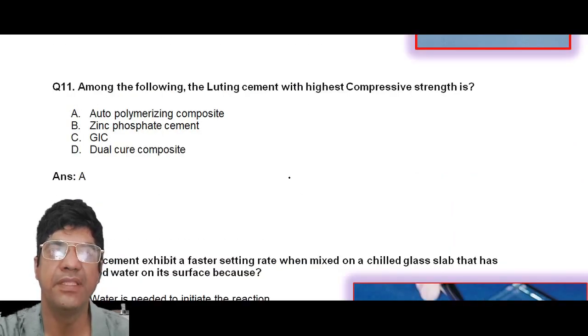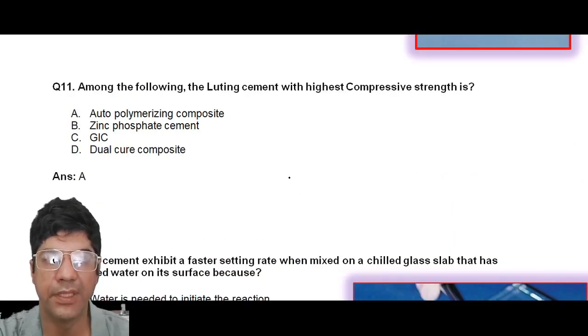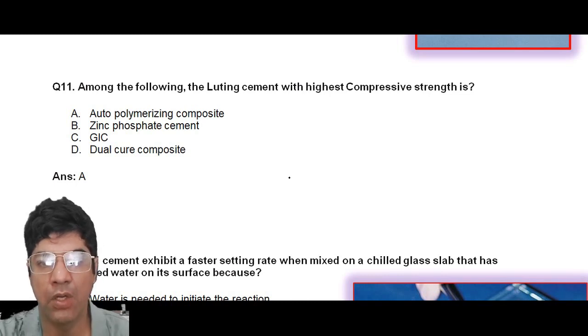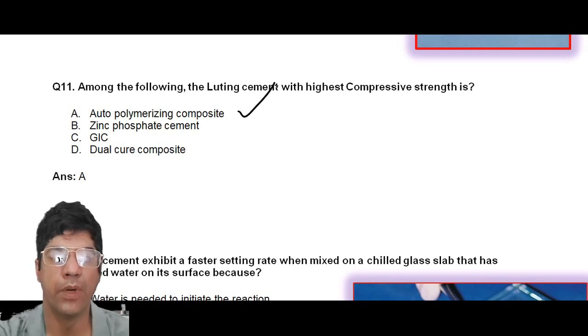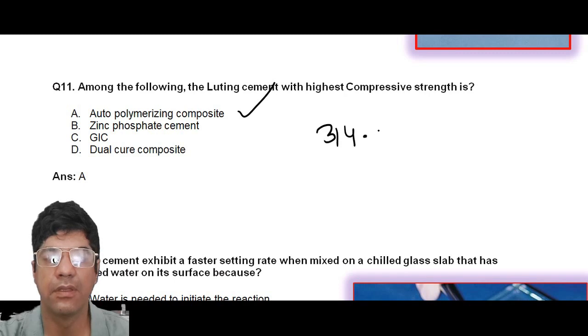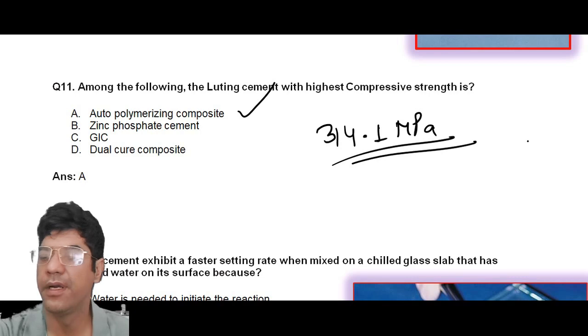Among the following cements, which has the highest compressive strength? Amongst the options listed, the auto-polymerizing composite luting cement has the highest compressive strength, so that can provide a stronger bond. The specific value is 314 MPa.